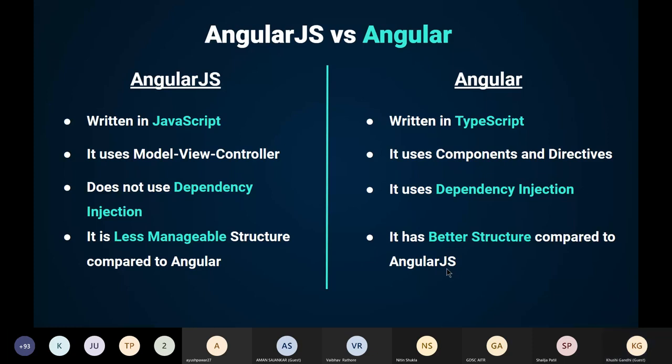Then AngularJS does not use dependency injection. Now you will ask, what is dependency injection? It is basically how Angular enables users to write modular services and inject them wherever they are needed. Okay, so this provides testability and reusability of the same services. So Angular uses dependency injection while AngularJS does not. Lastly, AngularJS is less manageable while Angular has better structure compared to AngularJS.